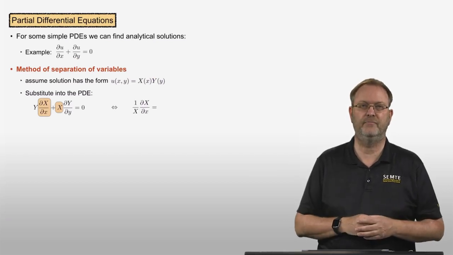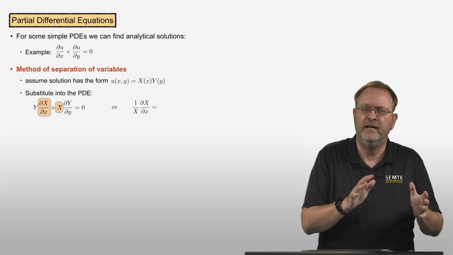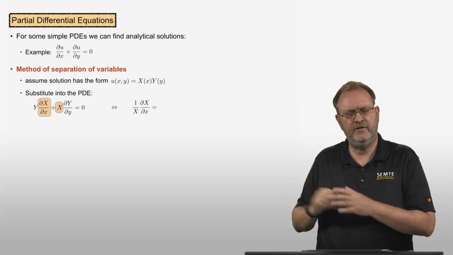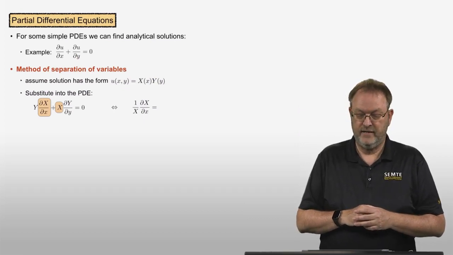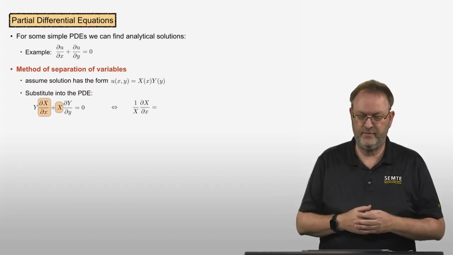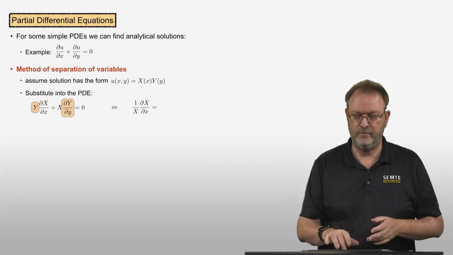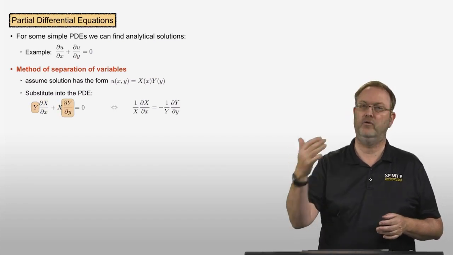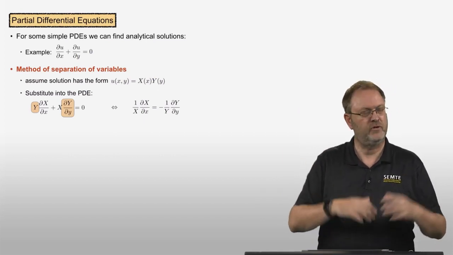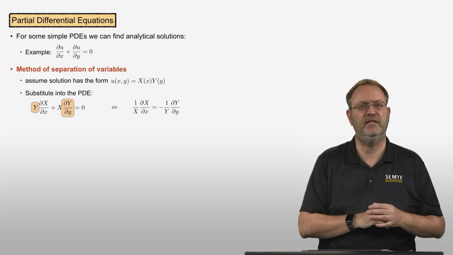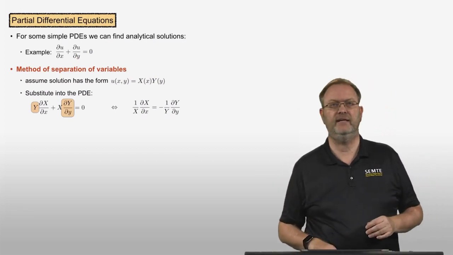separate the variables. Let's bring everything that is a function of x to one side and everything that's a function of y to the other side. So on one side, we divide by uppercase X. We have 1 over X times dX dx is equal to minus 1 over uppercase Y dY dy. So everything that's a function of x is on the left-hand side. Everything that's a function of lowercase y is on the right-hand side.